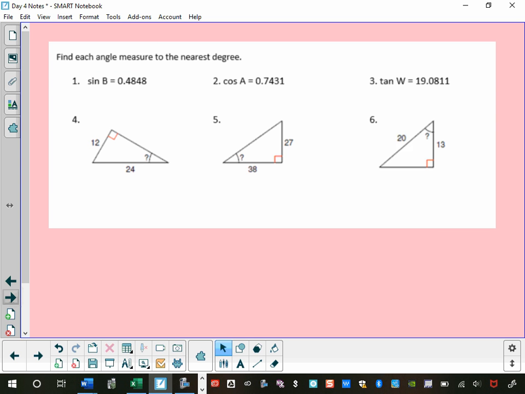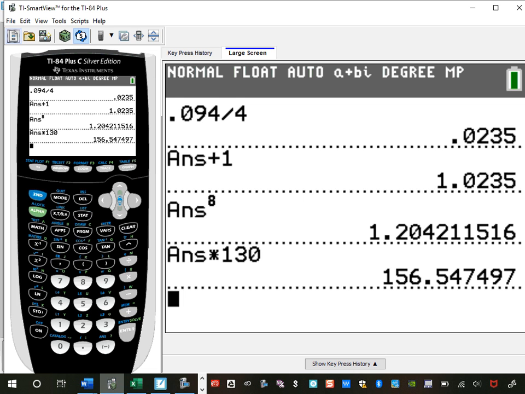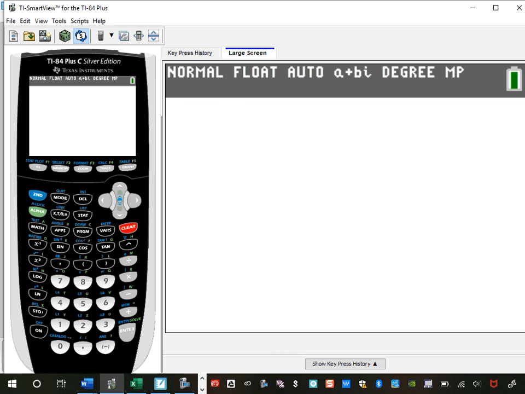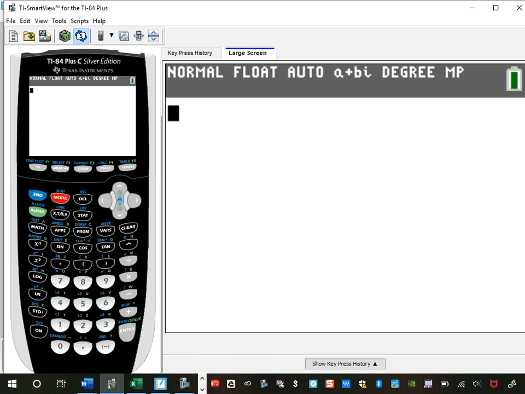What we have to do first is make sure our calculators are in degree mode. Go to your calculator. How do we turn on degree mode? Go to mode and then go down to radian. You want to make sure that degree is highlighted. In my case, it is. I'm good to go. I'm going to hit second mode to flip the screen.